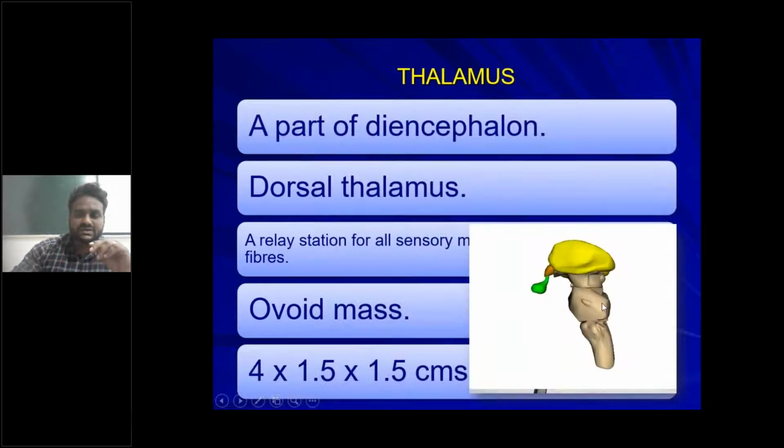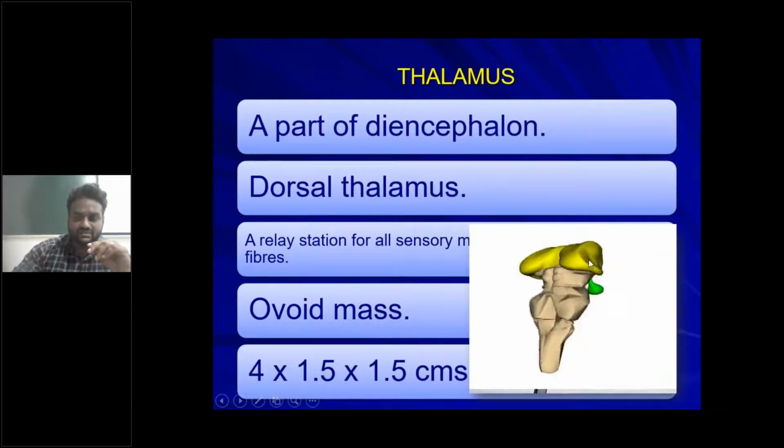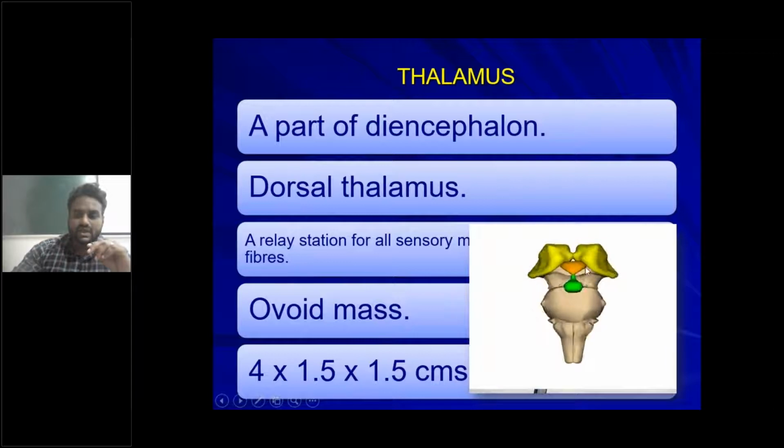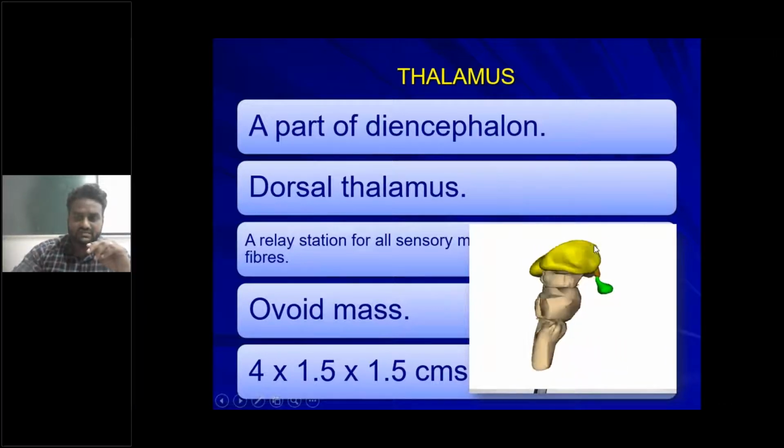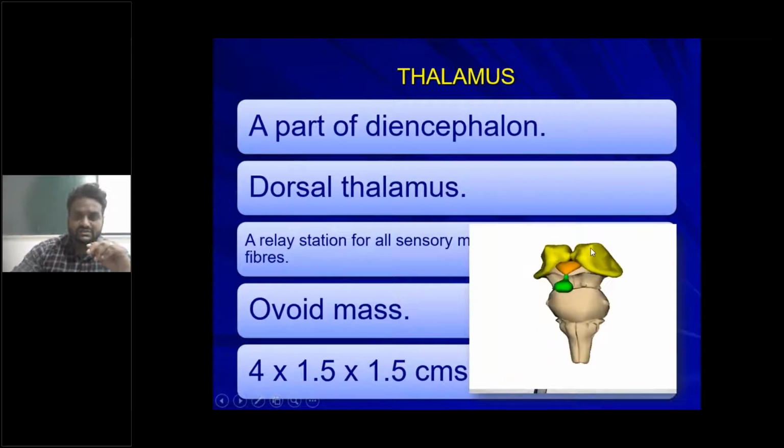In this picture also, you can see the thalamus, this yellow one. You can see the brainstem. Above the brainstem, this is the thalamus. You can see the shape of the thalamus here, an ovoid mass.